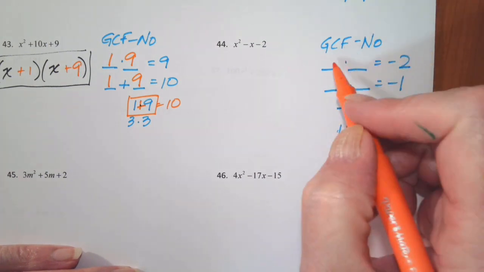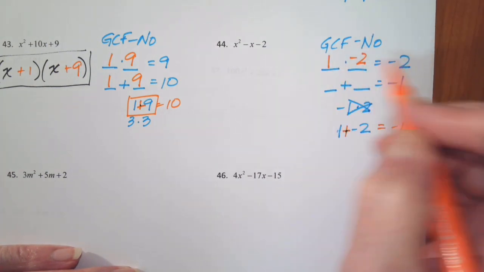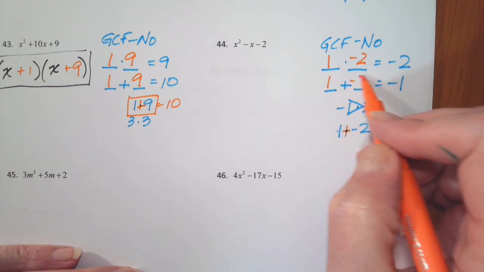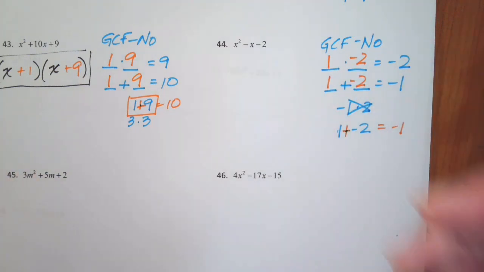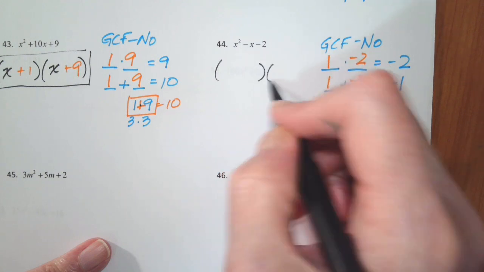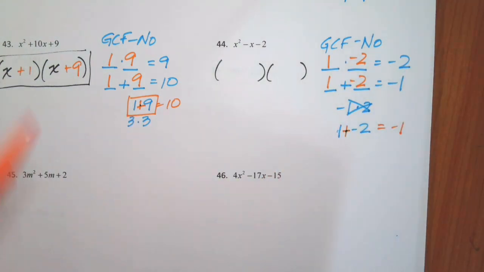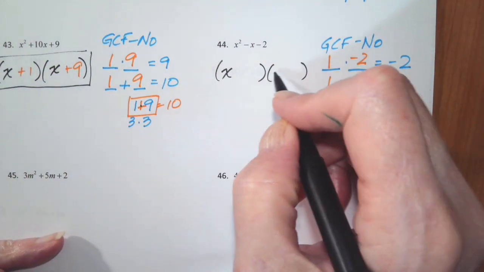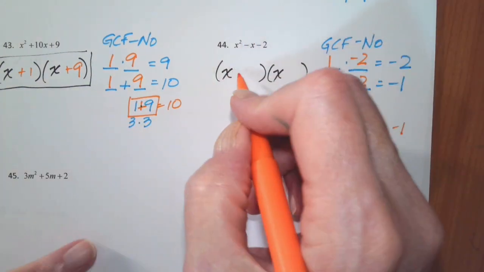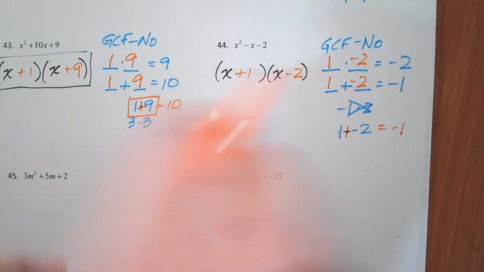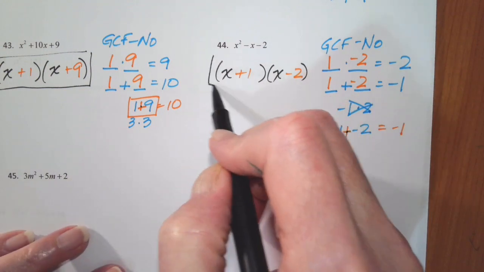that equals negative 1. So 1 and negative 2, the product is negative 2. 1 plus negative 2, the sum is negative 1. So this factors, I have an x, I have an x, I have a plus 1, and a minus 2. And I'm done.